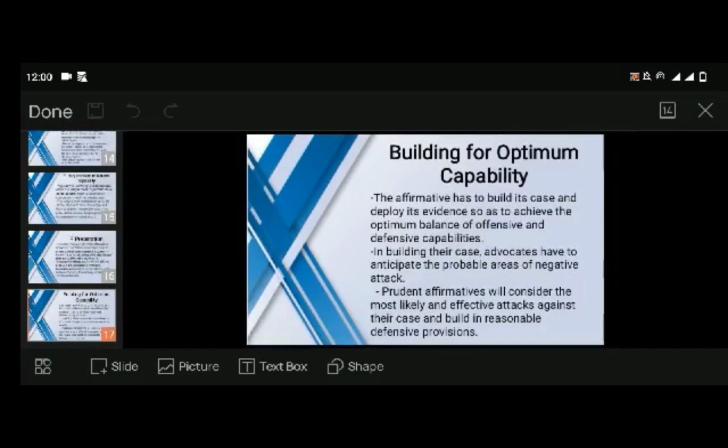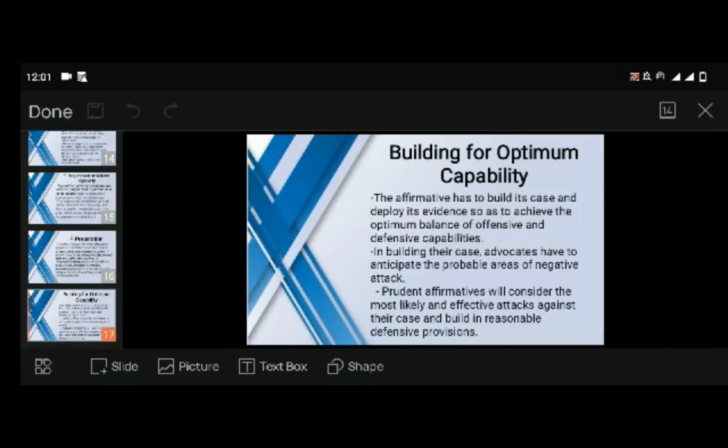Building for optimum capability. The affirmative has to build its case and deploy its evidence so as to achieve the optimum balance of offensive and defensive capabilities. Second, in building their case, advocates have to anticipate the probable areas of negative attack. A prudent affirmative will consider the most likely negative attacks against their case and build in reasonable defense provisions.